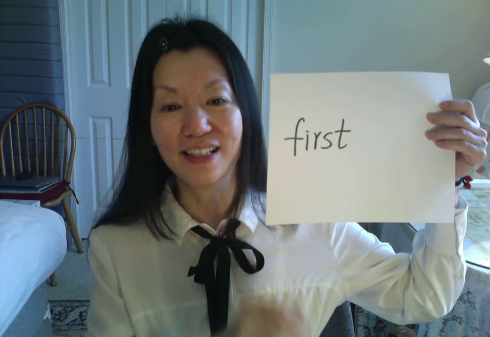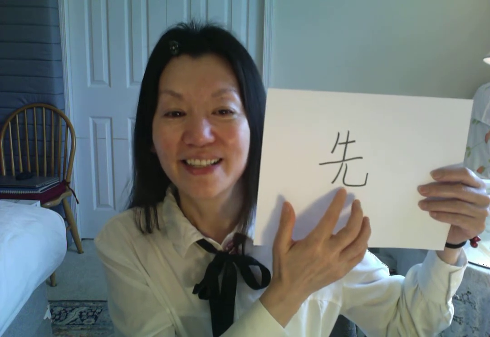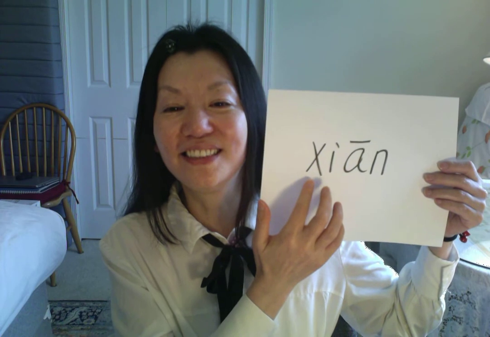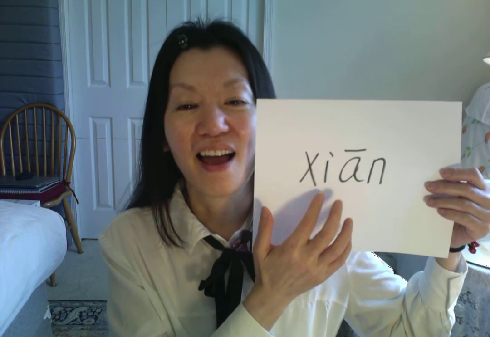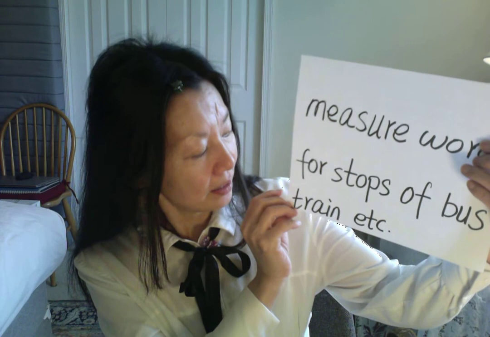First. In Chinese, first is 先. You know what "Mr." is in Chinese? 先生, right? You drop the 生 and only say 先, which means first. The 先 from 先生, by itself, means first. 先, one more time. See the pinyin below. 先, first.